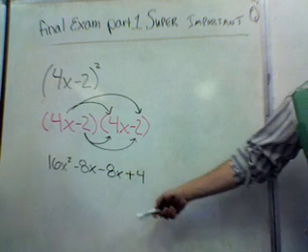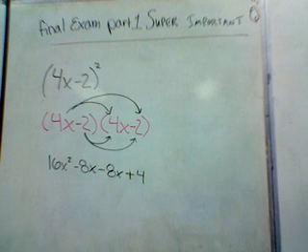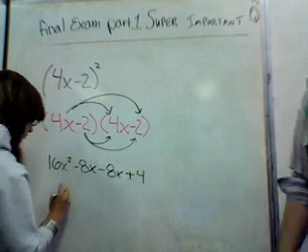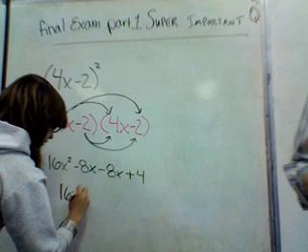So it's easy now, right? 16x squared minus 16x plus 4. Go ahead and write that. 16x squared minus 16x plus 4 is our answer, okay?